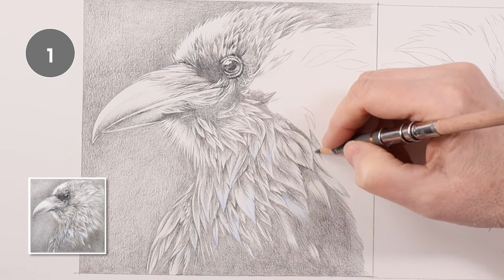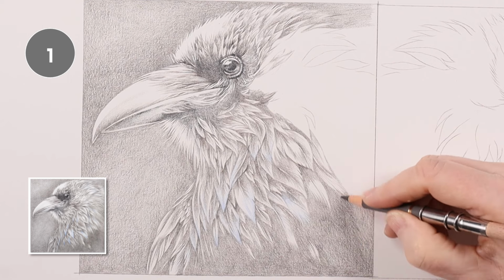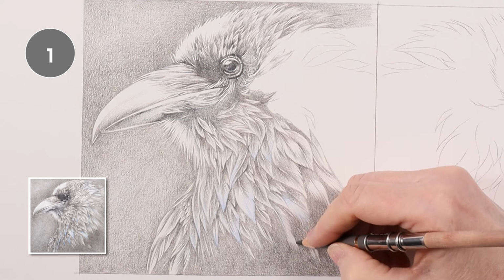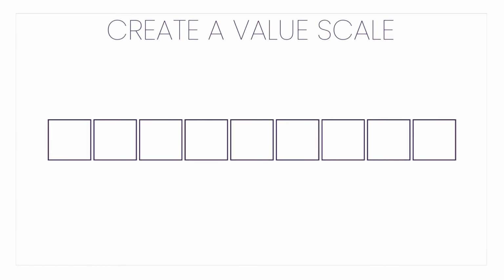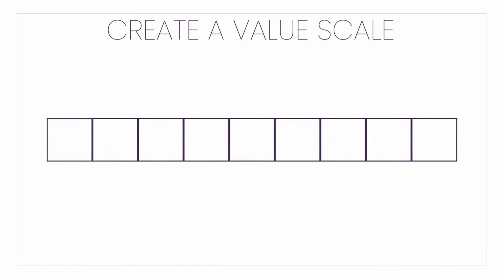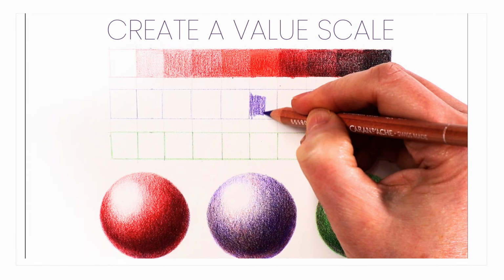So you're going to start with creating your own value scale. It's really easy and a great way to practice with your pencils how to control light and darkness. Just make 9 small rectangles with your pencil, whatever color you want. Fill in the boxes going from light to dark. Work to create a smooth transition. This is an example that I have here.